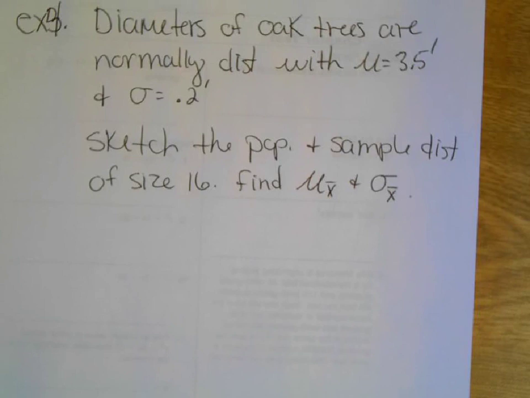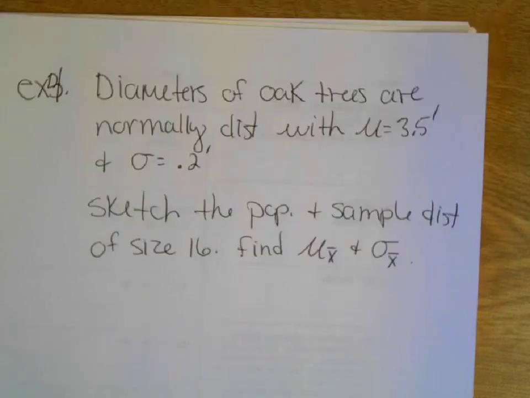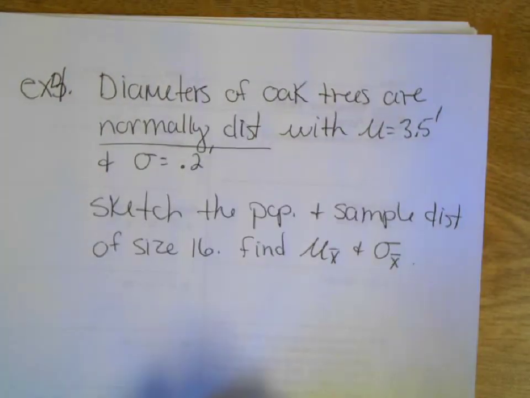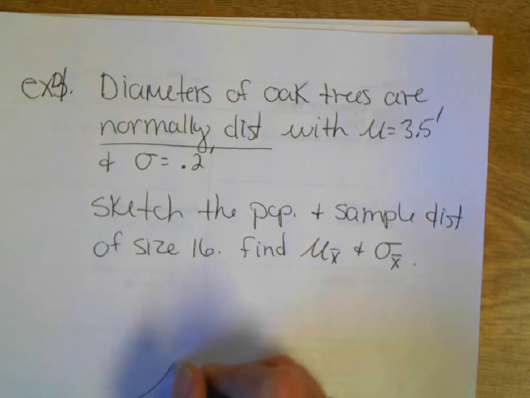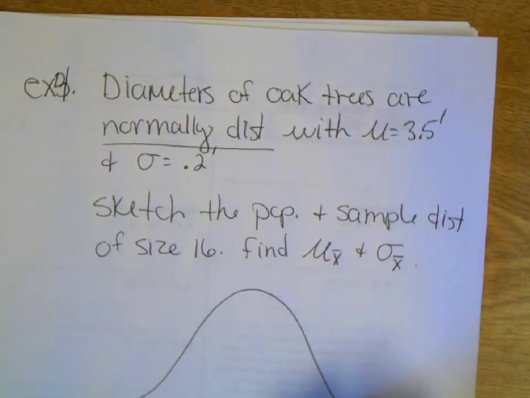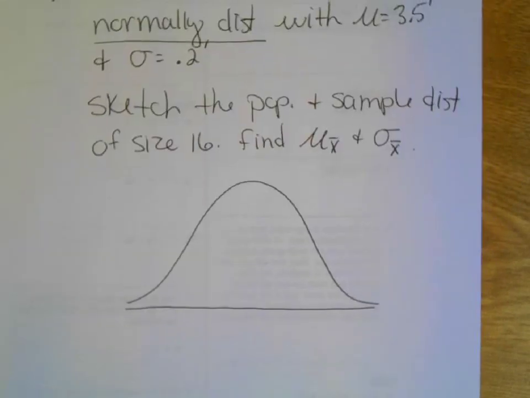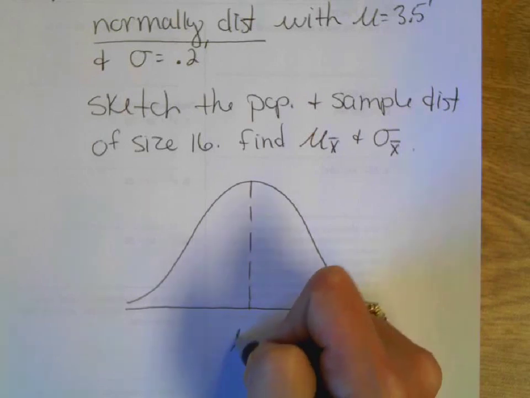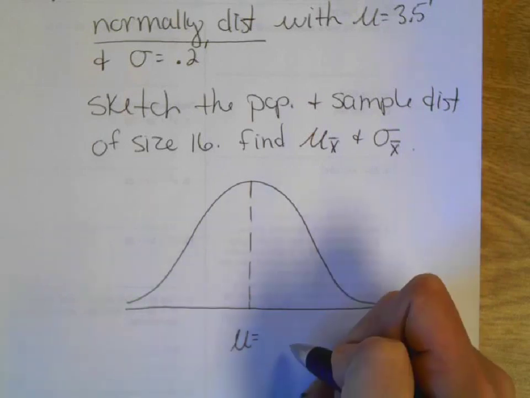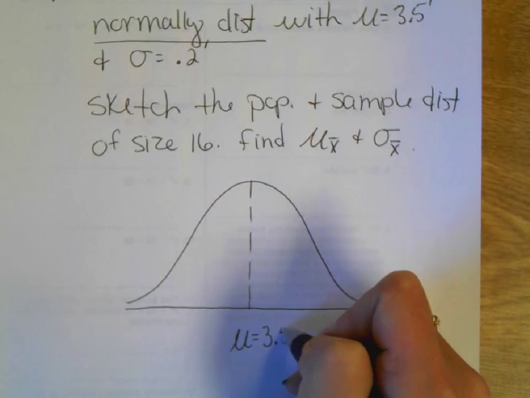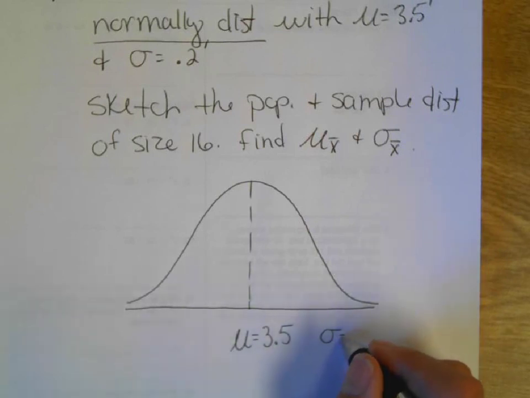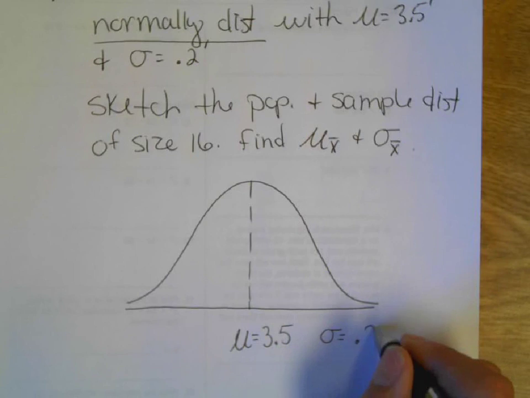Alright, so we'll start with the population. What do I know about the shape of the population? It's normal. What does a normal curve look like? That nice symmetrical bell curve. The mean of that distribution is 3.5. Standard deviation was given as 0.2.